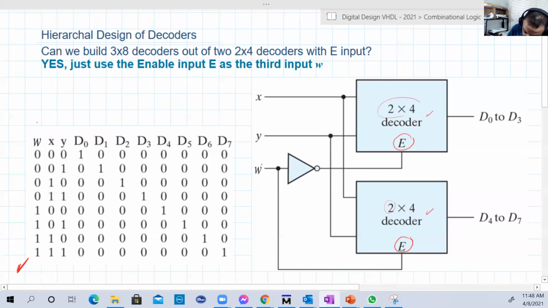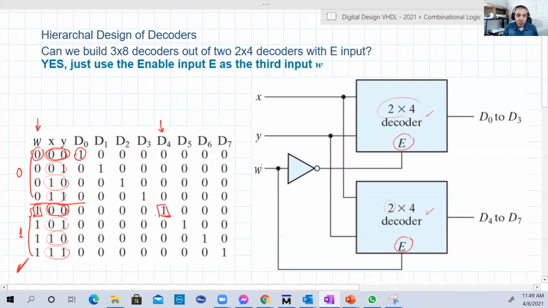Here is the third or added variable, W. Look, for the first 4 combinations, W is 0, and for the second 4 combinations, W is 1. And look, here X Y is 0, 0, here is also 0, 0. Here is 0, 1, here is also 0, 1. Here is 1, 0, here is also 1, 0. Here is 1, 1, here is also 1, 1. When X and Y are both 0, but W is 0, you're gonna have D0 equal to 1 and the rest zeros. And when you flip W, with the same X, Y, 0, 0, but W now is 1, you're gonna have another minterm, which in this case is D4 equal to 1.